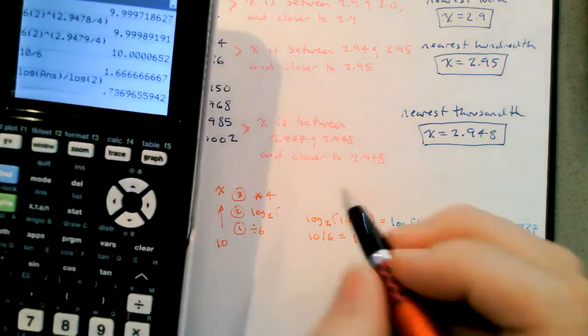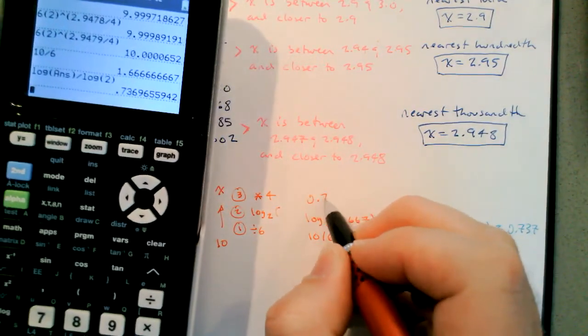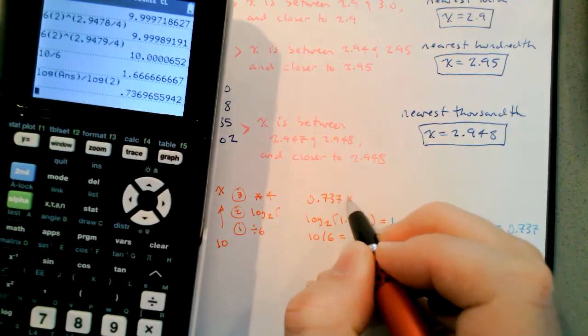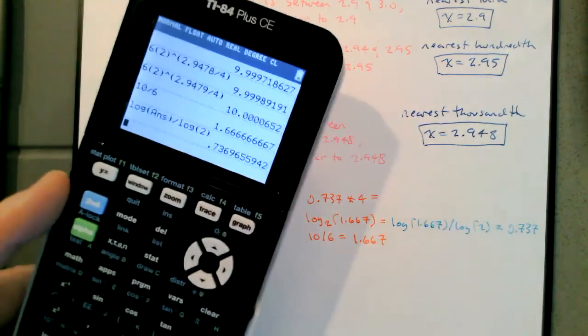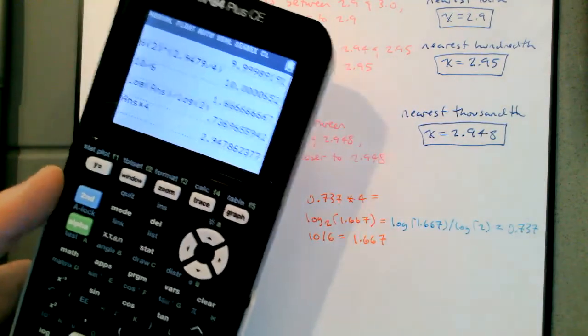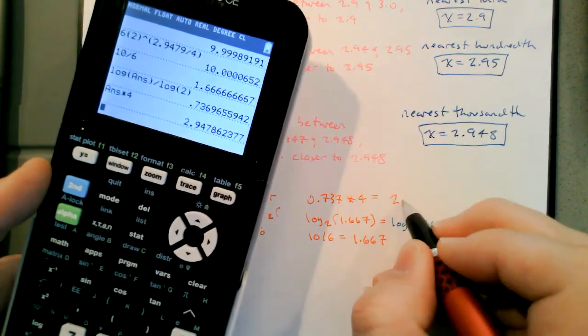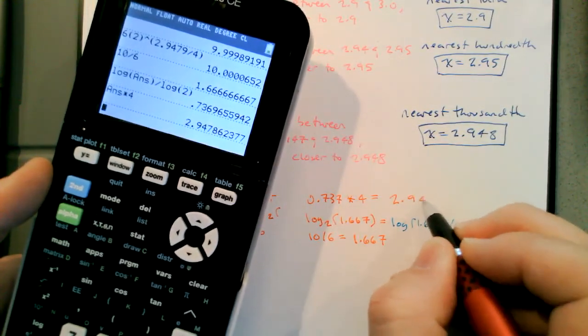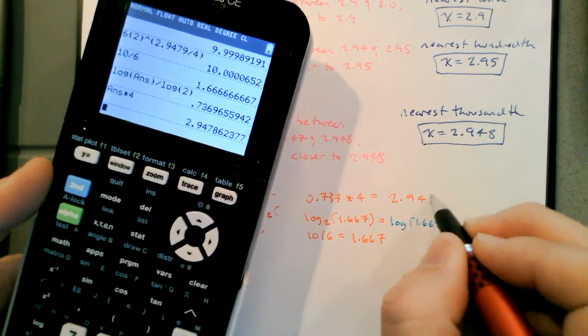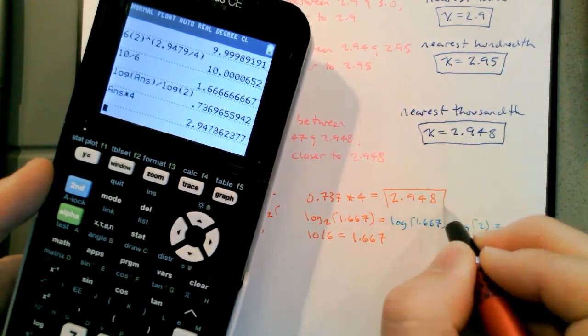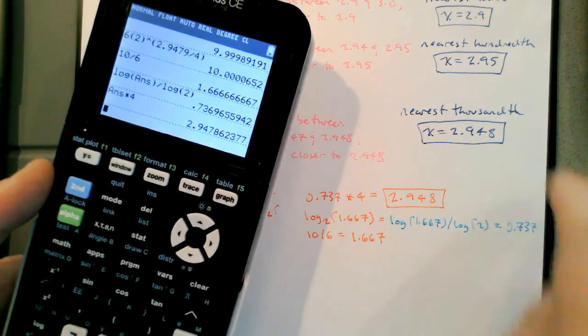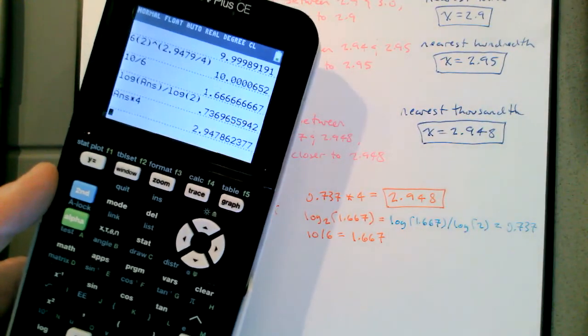And then we take the 0.737 and do the last operation. We multiply by 4. And that gives us what we're looking for, 2.948. I should have rounded to the nearest thousandths. Notice that this is the same thing that we got when we were guessing and checking.